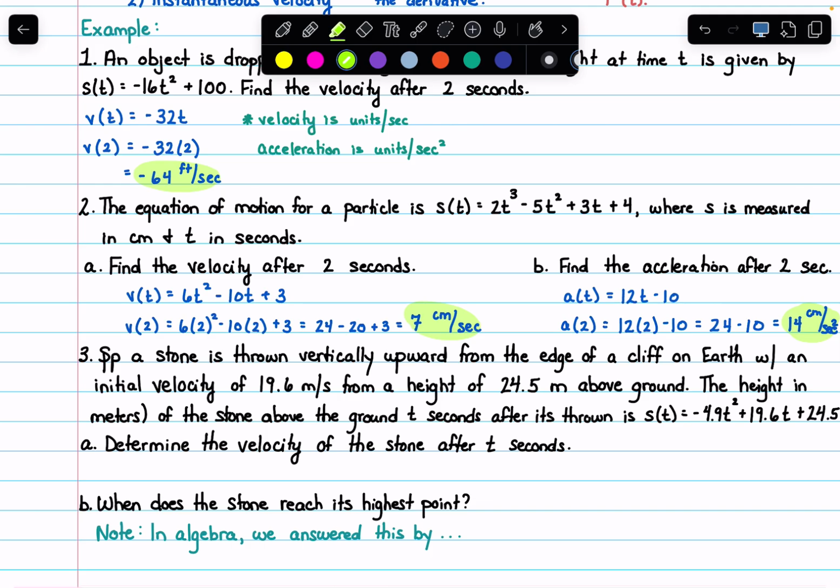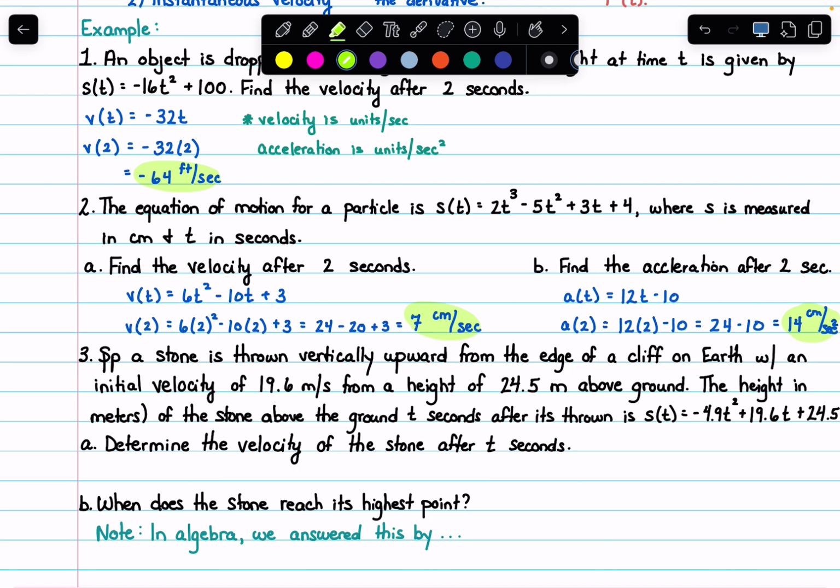It says, suppose a stone is thrown vertically upward from the edge of a cliff on Earth with an initial velocity of 19.6 meters per second from a height of 24.5 meters above the ground. The height in meters of the stone above the ground t seconds after it is thrown is this function. I want you to determine the velocity of the stone after t seconds.